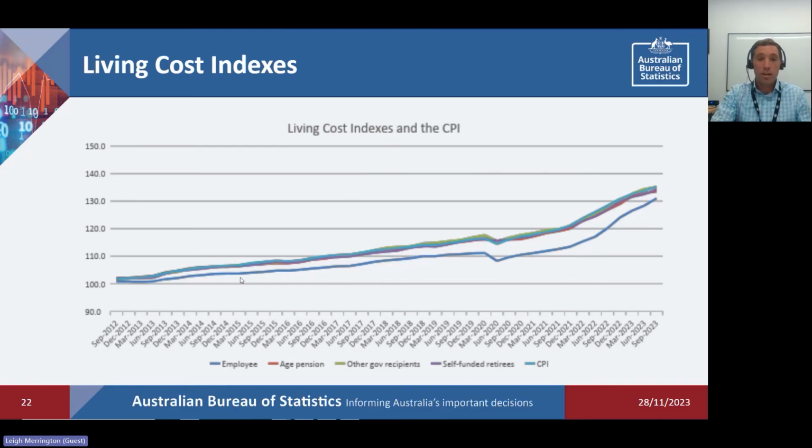The exception is employee households. The reason for this is employee households have a lot larger weight on housing in their basket. And the way we measure housing in the living costs is mortgage interest charges. I'll get onto that in the next slide. So in the early part of this slide, interest rates were falling, so the living costs for employee households were going up by less than the other households. In more recent times, though, with interest rates rising, we can see that employee households have almost caught up to the other households in quite a short period of time. So again, it shows how different things can impact the households based on the different baskets in there.